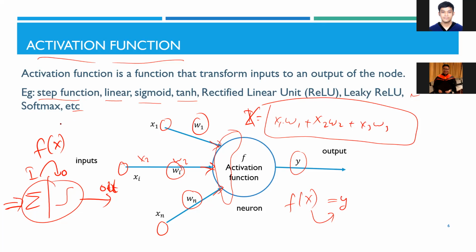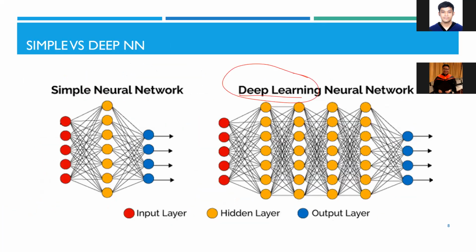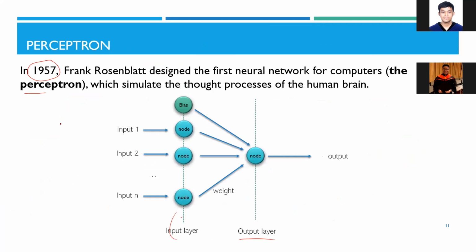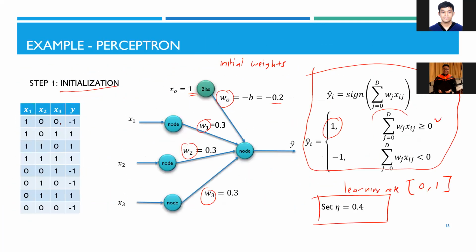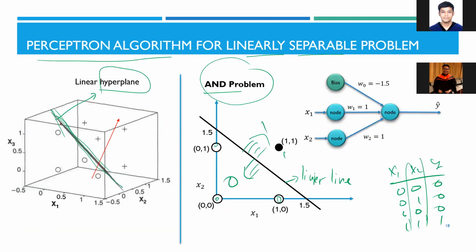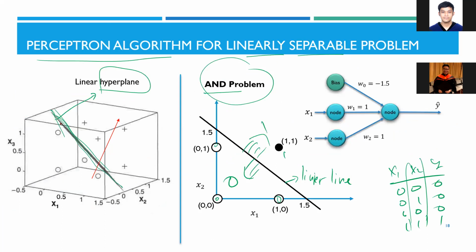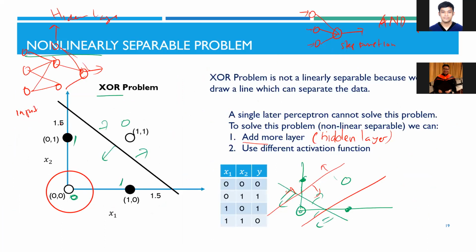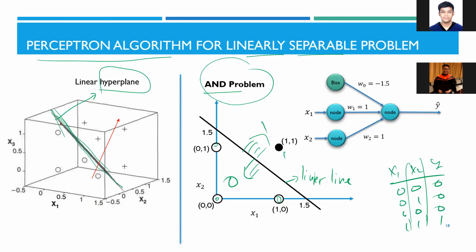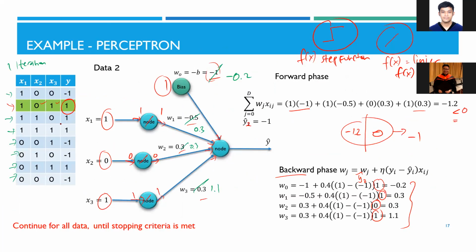Can I see the XOR problem? The next one. I think this one. The XOR problem. The previous one. Sorry. Before this one. Okay, this one.